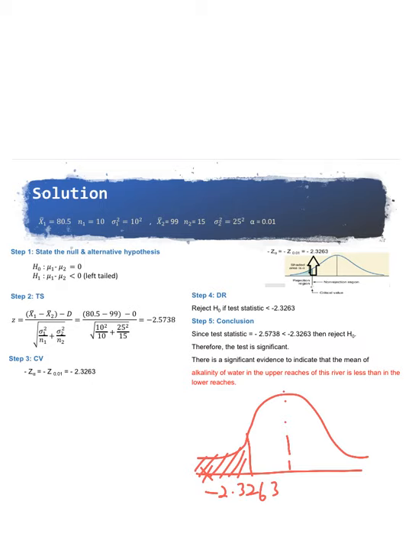Okay, kalau tak lukis ni, kita compare value dia lah. Kita akan reject H0 if test statistic less than negative 2.3263. Okay, so since we reject null hypothesis, so the test is significant. So we can say that there is significant evidence to indicate that the mean alkalinity of water in the upper reaches of this river is less than in the lower reaches.